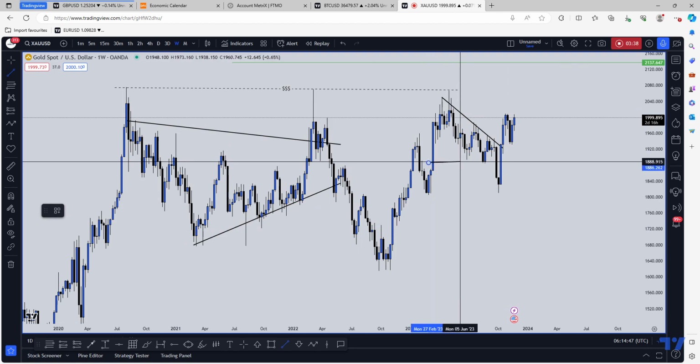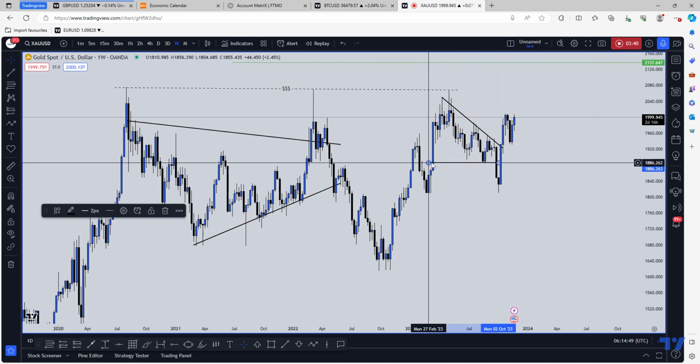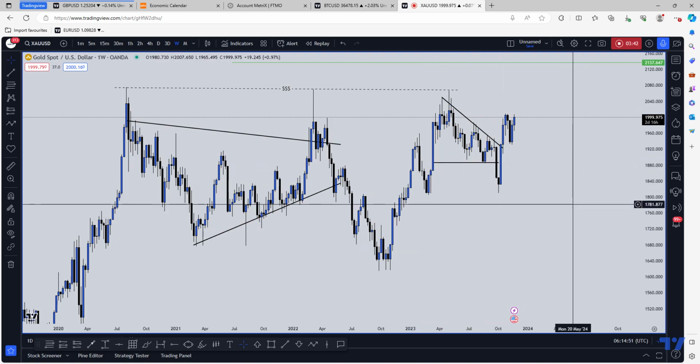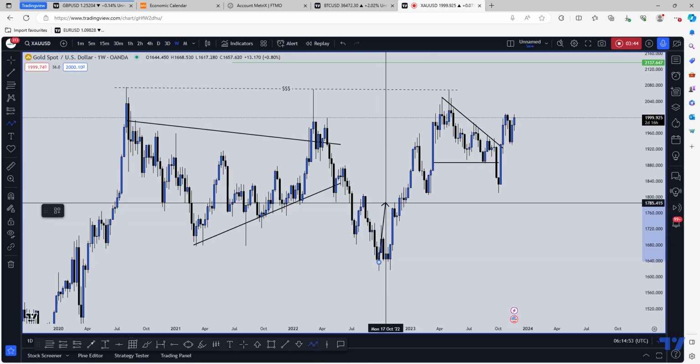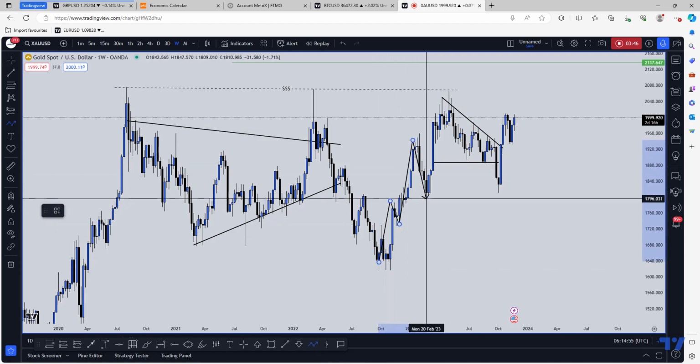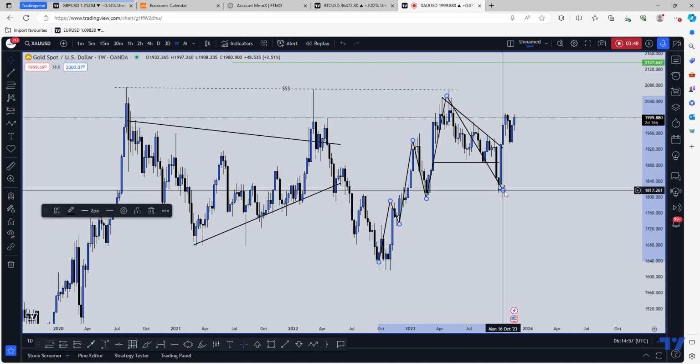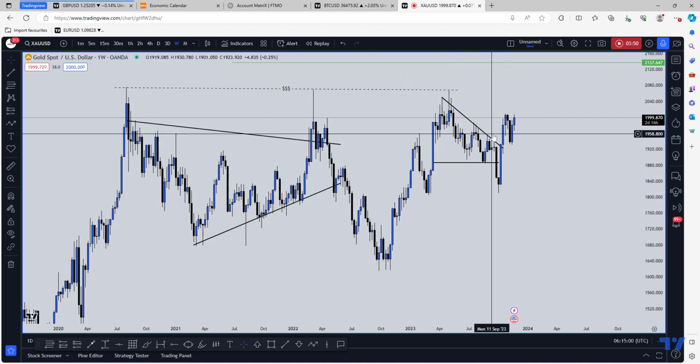Now, this descending triangle occurred during a corrective move. As you can see, the market here made a higher high, higher low, higher high, higher low, higher high, higher low. So although the descending triangle is a bearish pattern, when you find a bearish pattern inside of a bullish market, a lot of the times that bearish pattern is just part of a retracement.